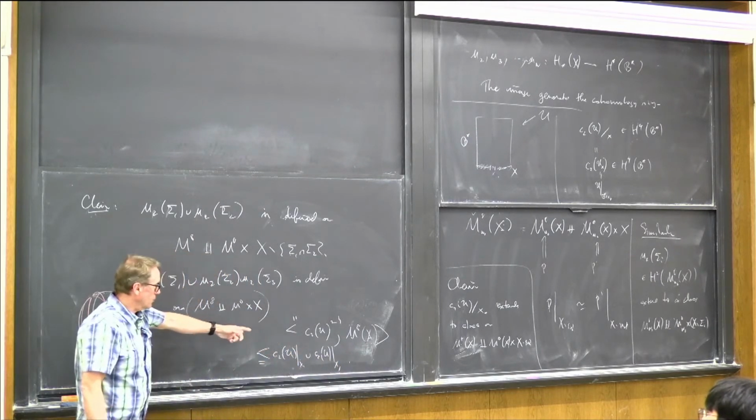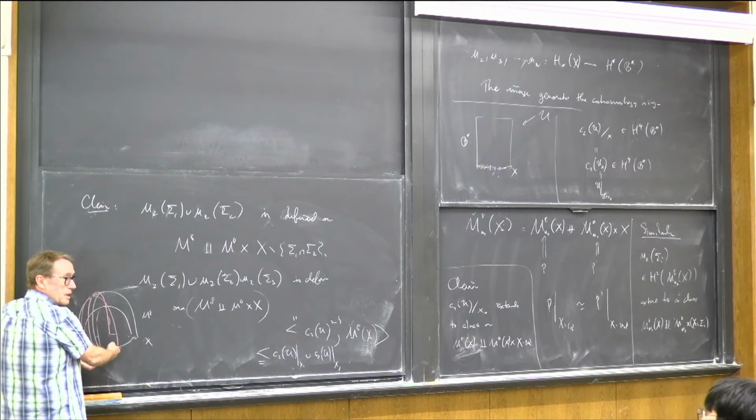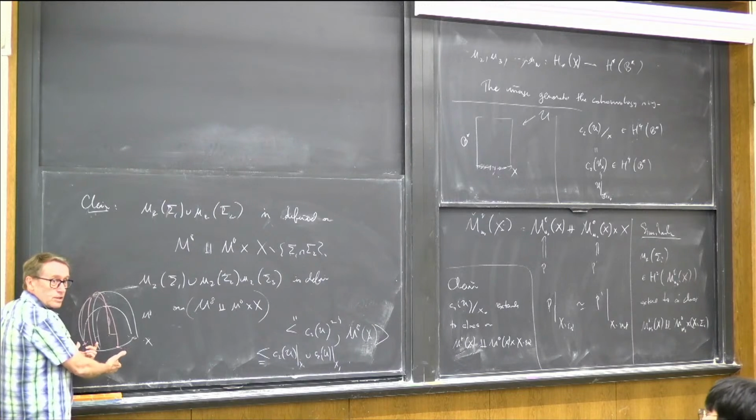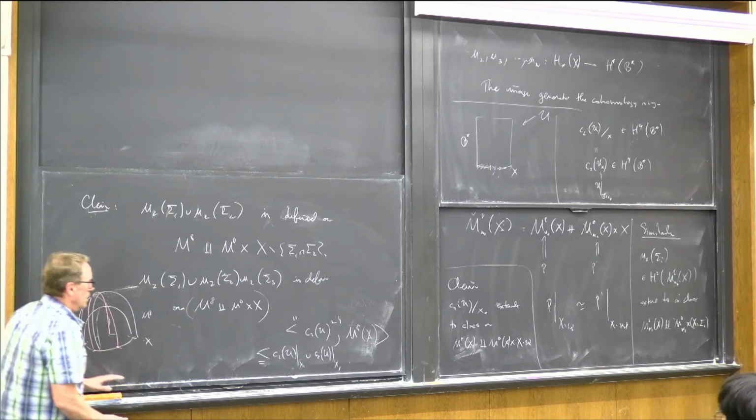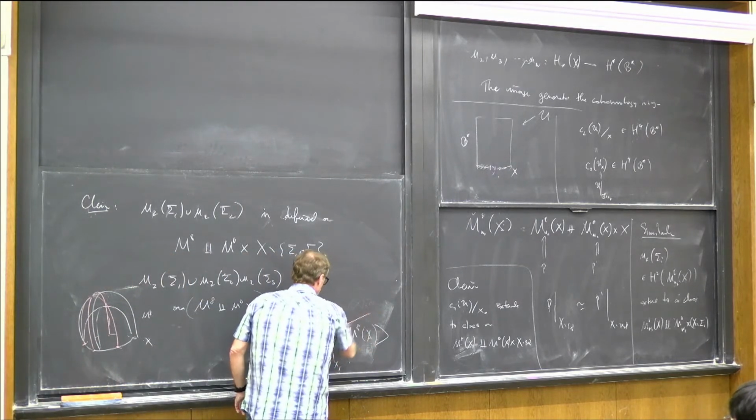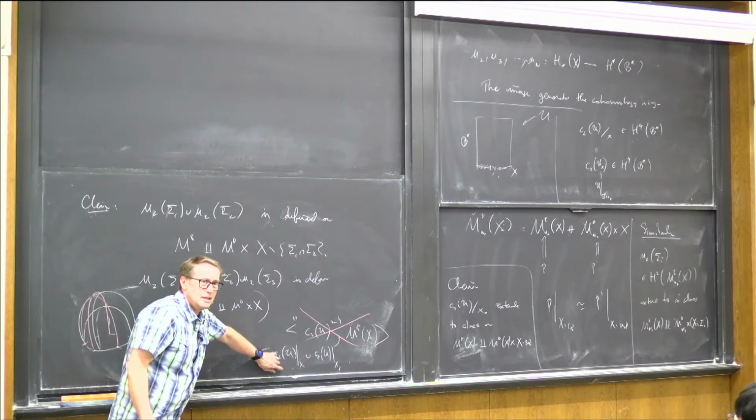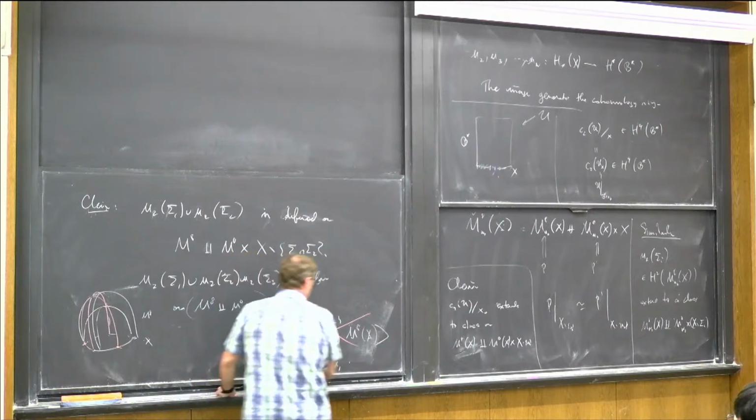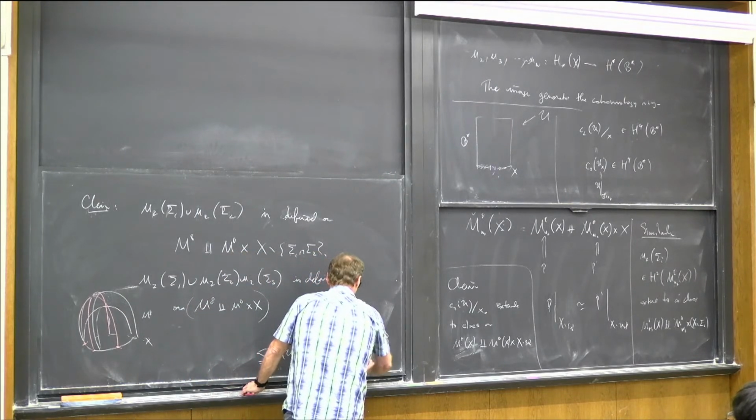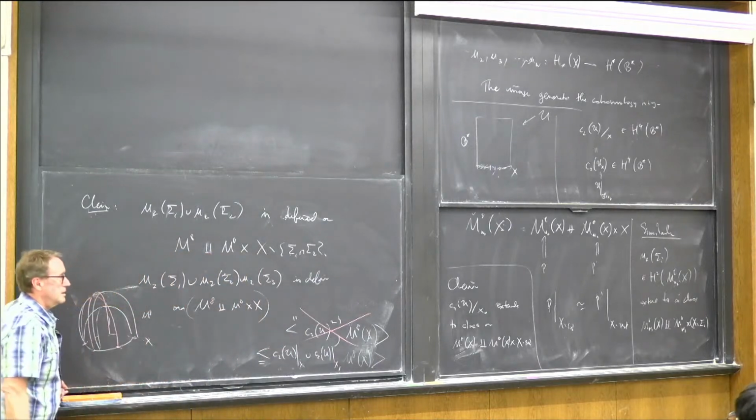But of course, just like in here, if I allow the points to come together, the intersection number might change. Right? So this is not what we're doing. We are doing this. This thing evaluated on M8 in some suitable sense.